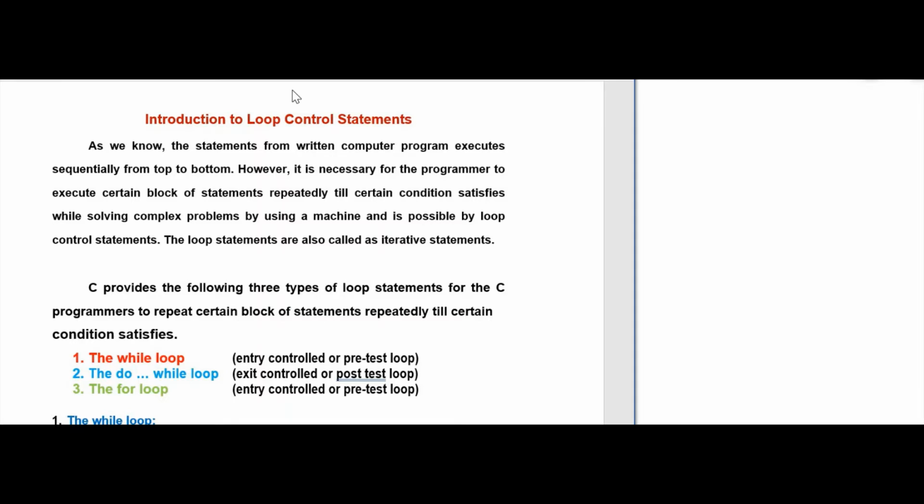However, while solving a complex problem using a machine, it is necessary for the programmer to execute a certain block of statements repeatedly till a certain condition is satisfied, and this is possible by loop control statements. The loop statements are also called iterative statements.